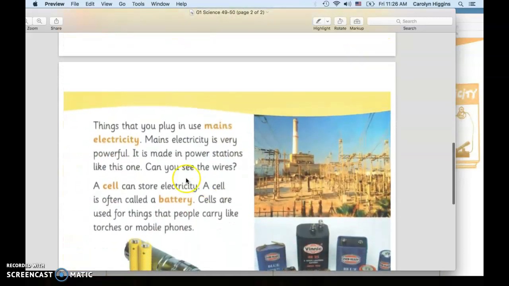Okay, let's move on. Things that you plug in use mains electricity. Mains electricity is very powerful. It is made in power stations like this one. Can you see the wires? See this wire right here? This big power station will send out all the electricity all over Vietnam through these little wires right here.